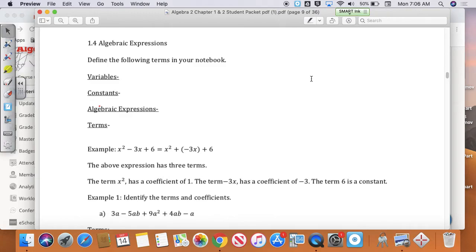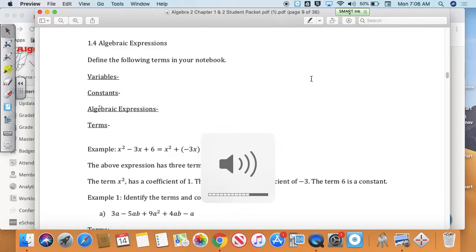All right, today we are going to get started with section 1.4, algebraic expressions. So the first thing we're going to do is define some of the following vocabulary words in your notebook. So we'll start with variables. Variables are letters that represent numbers.